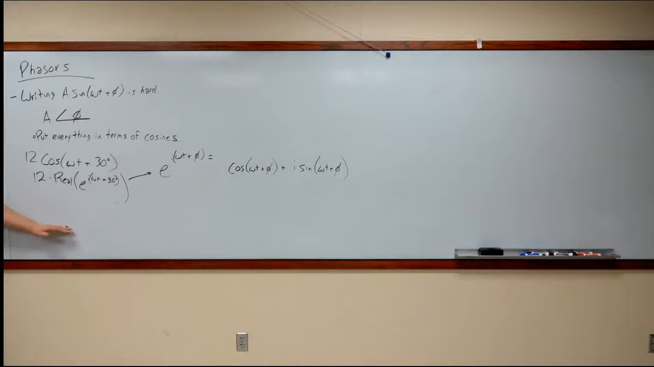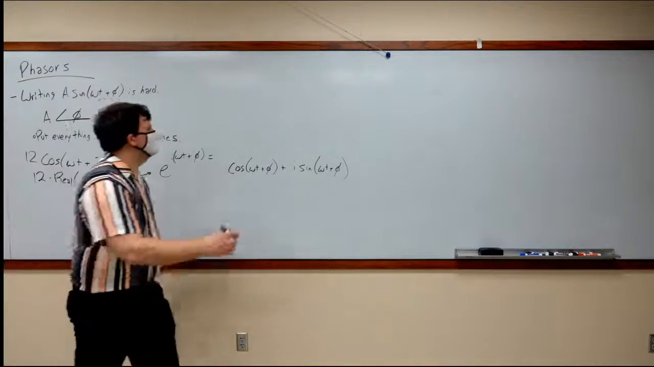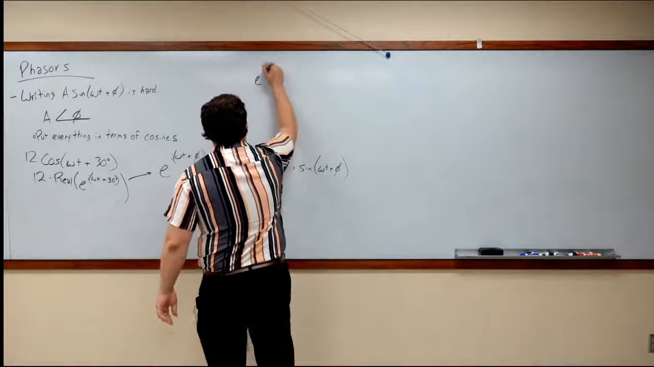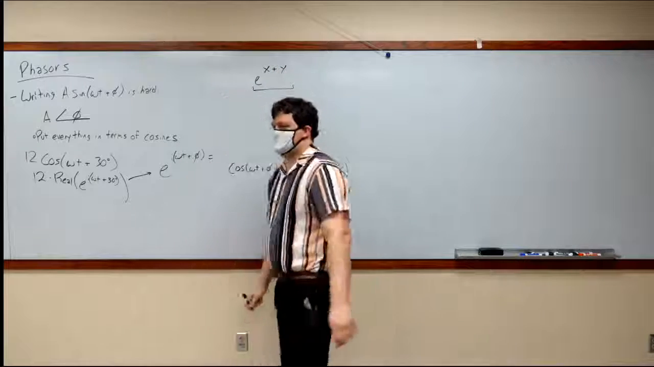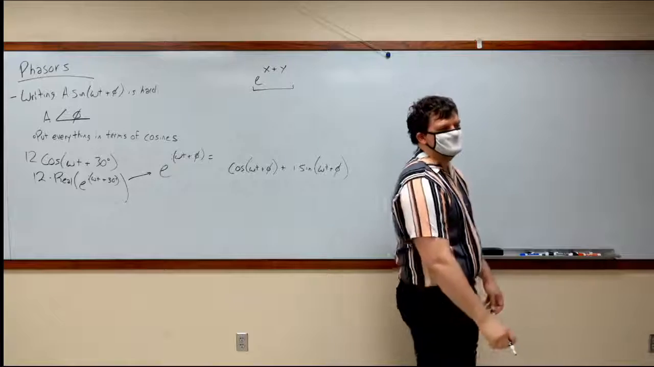Okay, so all we're doing here is taking 12 times the real component of e to the i omega t plus 30 degrees. Now, how can you simplify this function? Does anybody know?